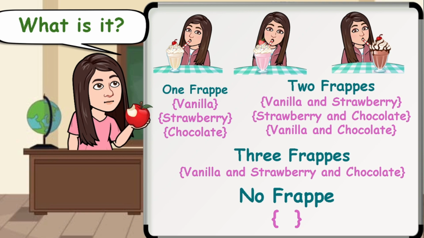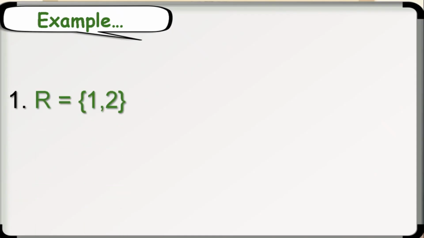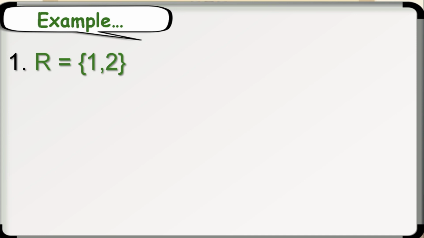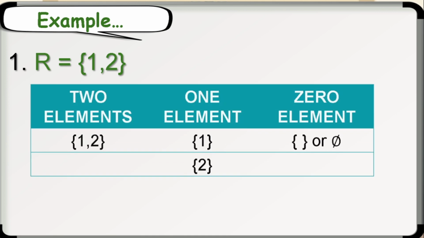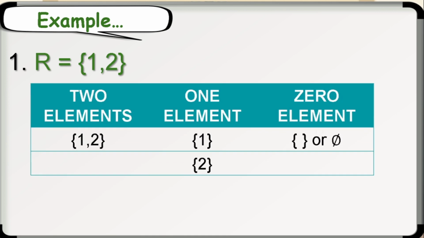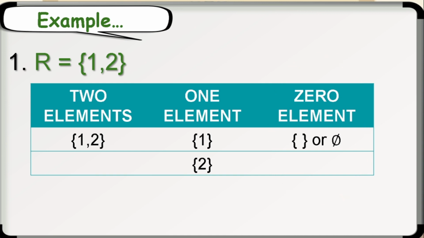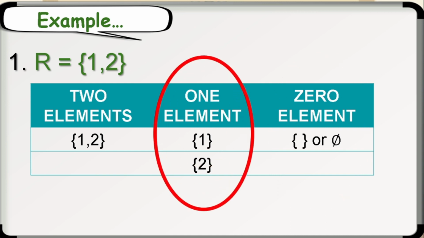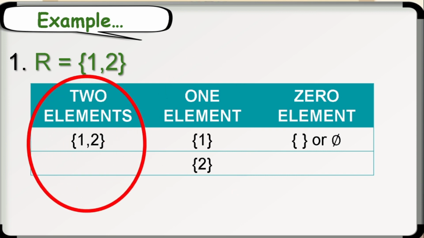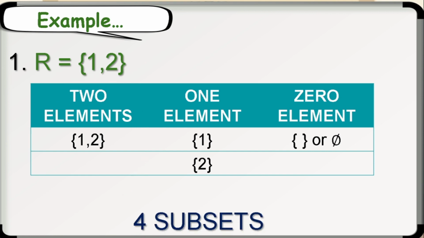Let's further understand. Number 1, R is a set of numbers 1 and 2. We will now list all the subsets of set R. Take a look at our table. Let's have first the zero element or the empty set. Remember that the empty set is also a subset of every set. Next we have subsets with one element. These are 1 or 2. And lastly, we also have the set itself, 1 and 2, because a set is a subset of itself. Therefore, we have 4 subsets in the set R.